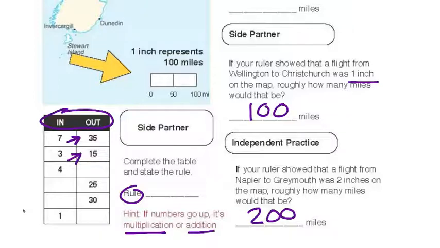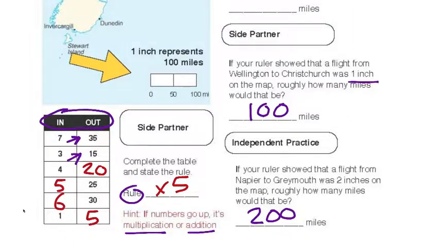Alright, by now you know that 7 times 5 makes 35, as well as 3 times 5 makes 15. So we know our rule is times 5. 4 times 5 is 20. 1 times 5 is 5. Now to go the other way, I've got to work it backwards. So the opposite of times 5 is divide. Divide 25 by 5 and I get 5. Divide 30 by 5 and I get 6.